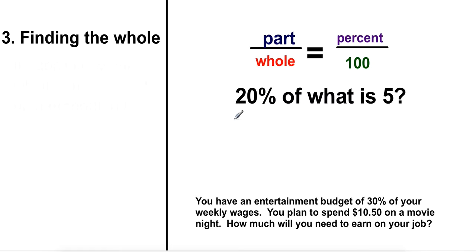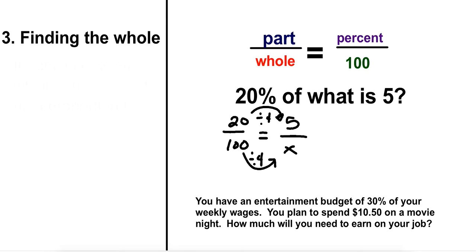So we're going to take the percent, 20 over 100. We don't know the whole. 100 represents the whole. We don't know that, but we do know the 5. So use our proportion idea. 20 goes to 5 dividing by 4. So 100 divided by 4 is 25. So 20% of 25 is 5. Let's see if that works. So if I take 0.2 times 25, I should get 5, and I do.